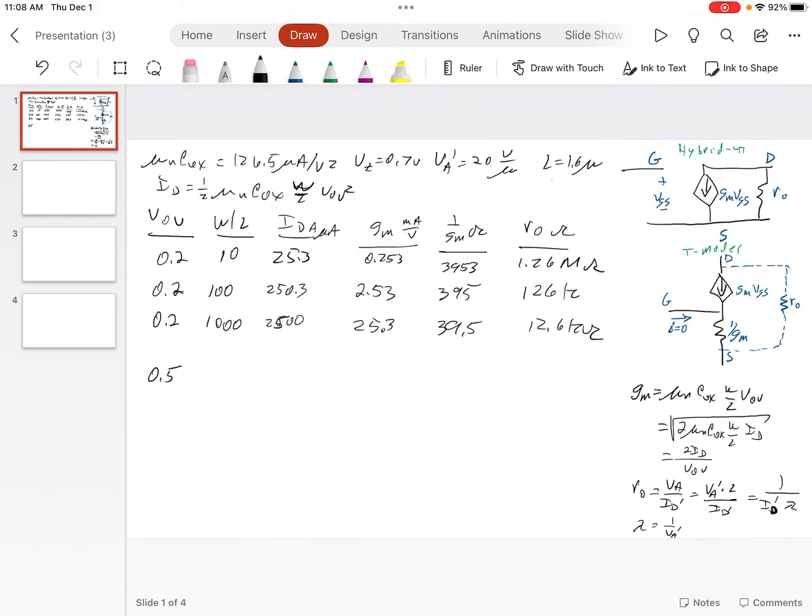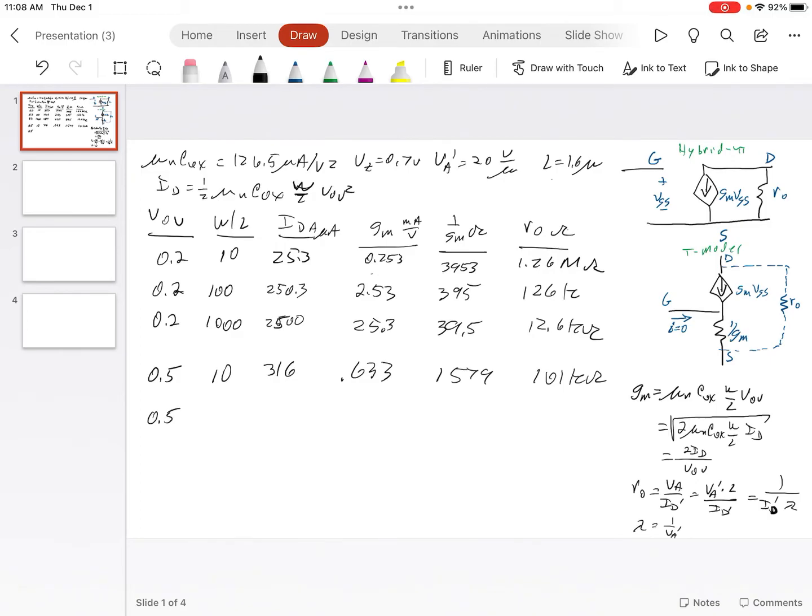If we had a bigger V_ov, and go back to that small value of W over L, 10, with that bigger overdrive and that square, we now have 316 microamps, quite a bit more current, right? And transconductance is much bigger too than it was up here. It's 0.633 milliamps per volt. 1 over gm is 1579, so it's kind of on the big side still at this point, and r_o is 101K. That's not big at all considering what's going on there.